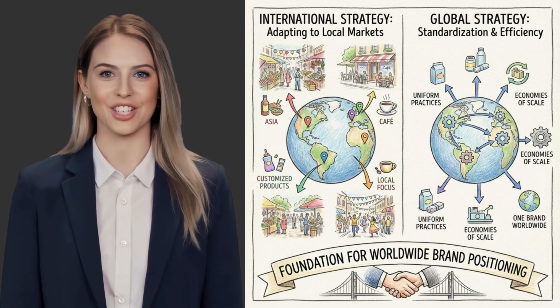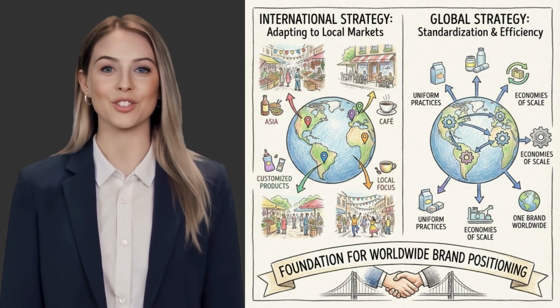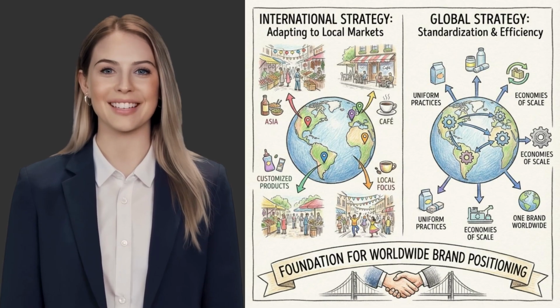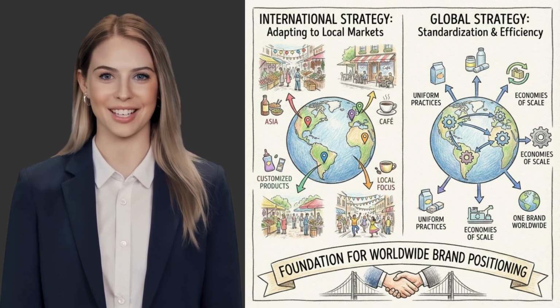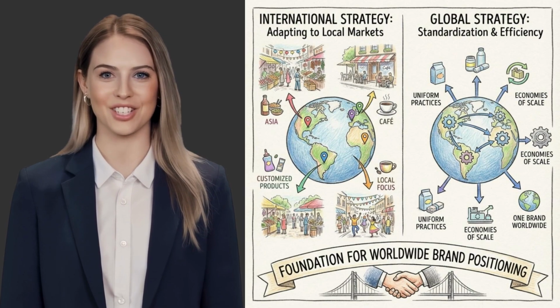An international strategy focuses on expanding business operations across borders while adapting to local markets. In contrast, a global strategy prioritizes standardization and economies of scale by implementing uniform business practices globally. Clarity here is key, because the key difference is that an international strategy emphasizes adapting to local markets, while a global strategy focuses on standardization and efficiency across all markets. Essentially, these concepts act as the foundation for how you position your brand worldwide.